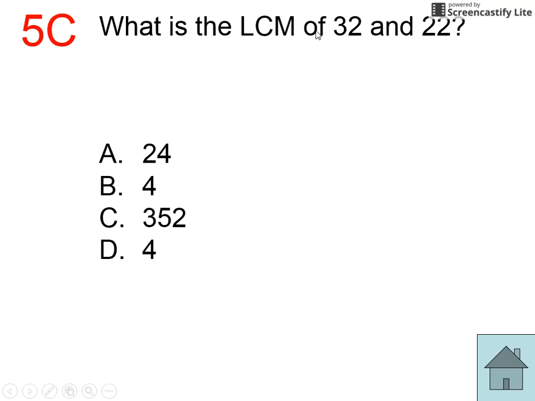All right, next is 5C. 5C, which is the last one, says, what is the LCM of 32 and 22? A, 24, B, 4, C, 352, or D, 4? Go ahead and choose which one you think is correct. Pause the video now.